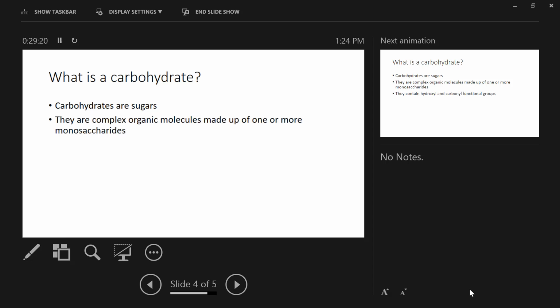So another way to define a carbohydrate, so you could just say a carbohydrate is a sugar. Another way you can define this is to say that they are complex organic molecules made up of one or more monosaccharides. You getting this theme that we've got building blocks for making these complex organic molecules? Like with nucleic acids, we have nucleotides. With proteins, we have amino acids. With carbohydrates, we've got monosaccharides. So they are complex organic molecules made up of one or more monosaccharides.